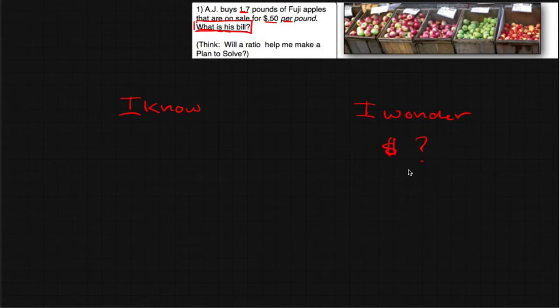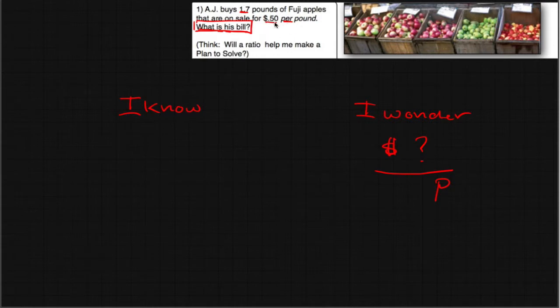Question mark. And remember, it's going to be a ratio, right? So what's his bill for what? What did he buy? Well, apples, right? So this is probably going to be for how many apples he buys. Apples. Or maybe you could write pounds, P for pounds. How much did it cost him for all those apples? Well, let's see what we know here. I know that he bought 1.7 pounds of Fuji apples. I know that they're on sale for 50 cents per pound.